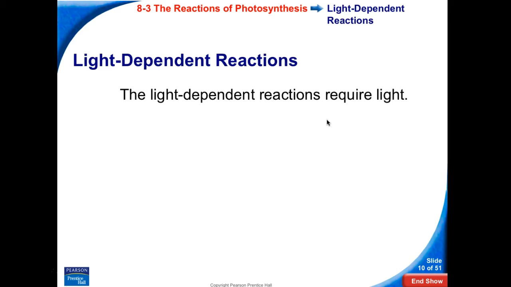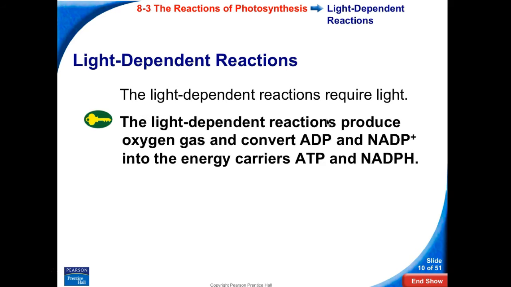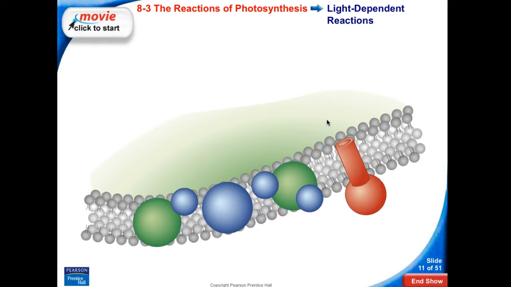In the light dependent reactions, light dependent means light is required. So the light dependent reaction requires light energy. Key concept: the light dependent reactions produce oxygen gas and convert ADP and NADP+ into high energy carriers called ATP and NADPH. Here's how it's done.